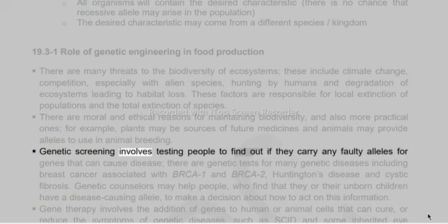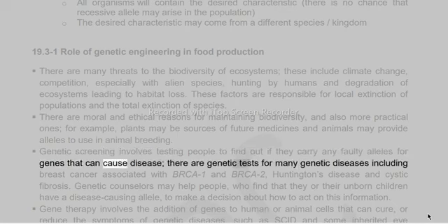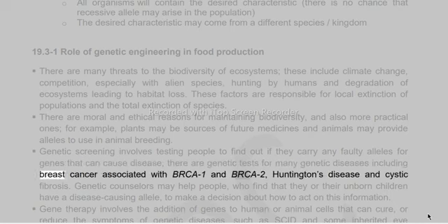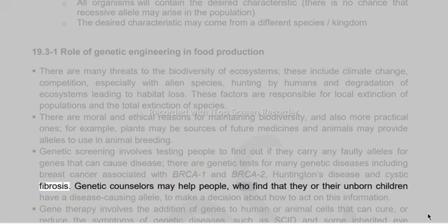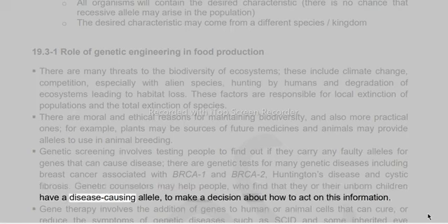Genetic screening involves testing people to find out if they carry any faulty alleles for genes that can cause disease. There are genetic tests for many genetic diseases including breast cancer associated with BRCA1 and BRCA2, Huntington's disease and cystic fibrosis. Genetic counselors may help people who find that they or their unborn children have a disease-causing allele to make a decision about how to act on this information.